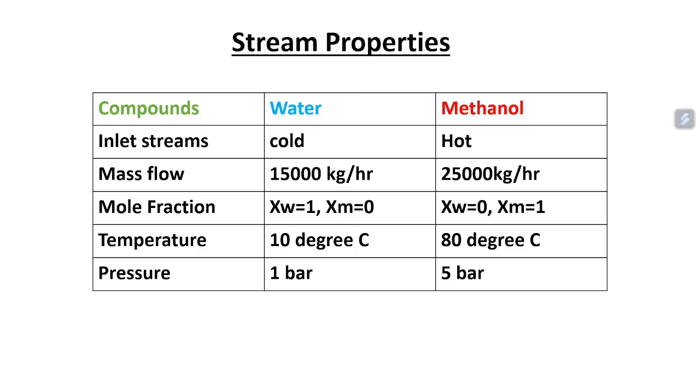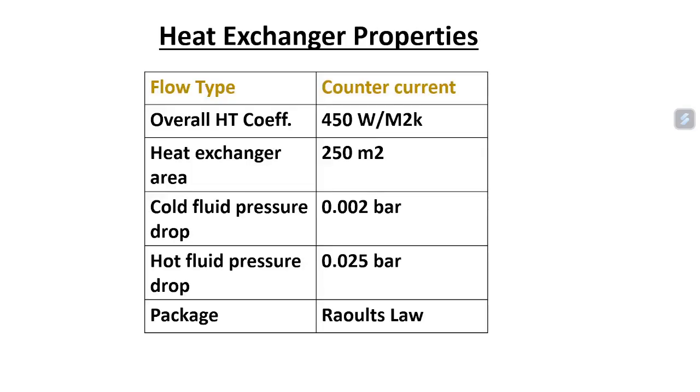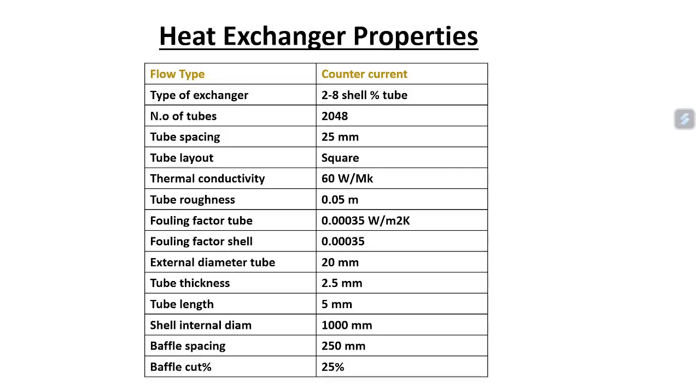So these are the stream properties which we will be looking at. These are the same as what we did last time. Water will be our cold source stream and methanol will be hot. These are the heat exchange properties, and these are some more properties which we will be looking at when we are talking about a shell and tube heat exchanger. For example, number of tubes, then tube spacing, tube layout, square. Then you can see there are some confusing parameters like baffle spacing, baffle cut percentage. So we are going to see how exactly these look when we talk about a real heat exchanger.